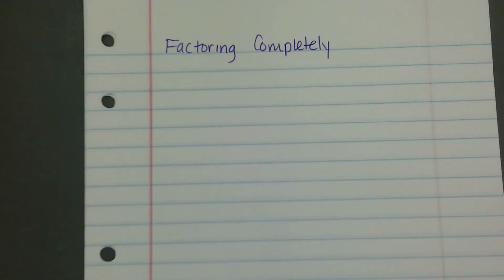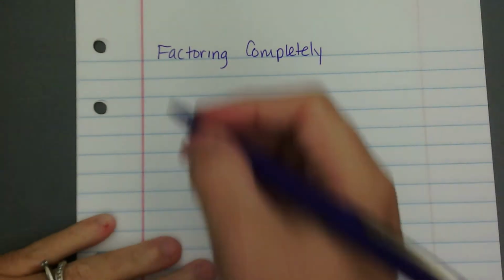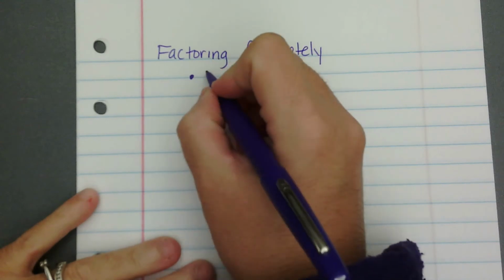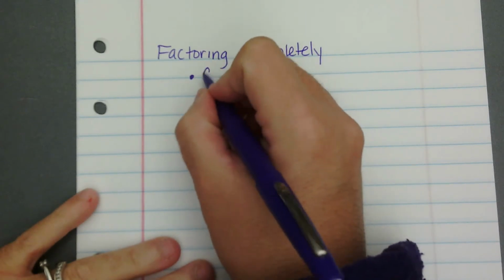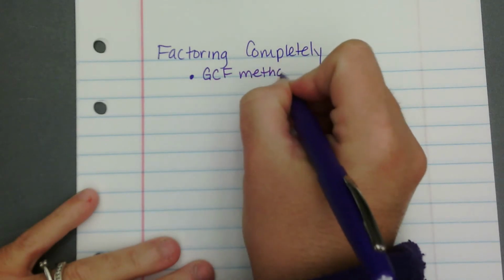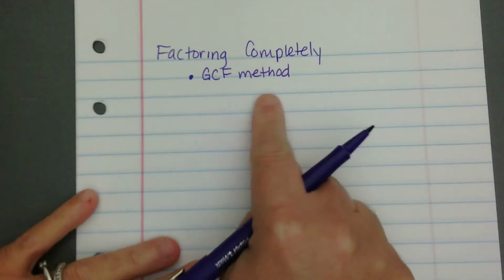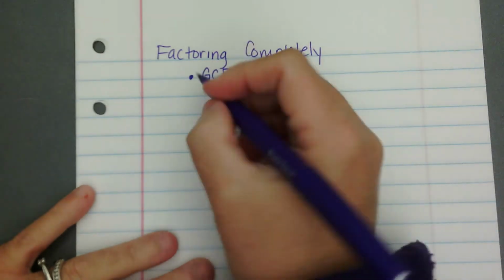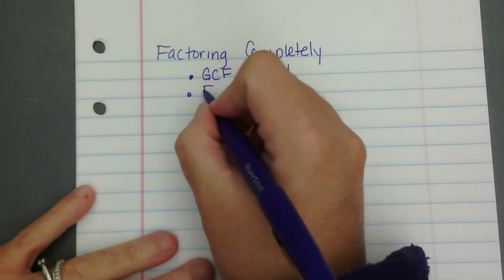Okay, so when we're doing factoring completely, basically what that means is we're looking at a factoring question for the first time, and the first thing you're going to do is a GCF method. You always want to start with GCF method, but sometimes it doesn't end there. Then you've got to factor the leftovers.